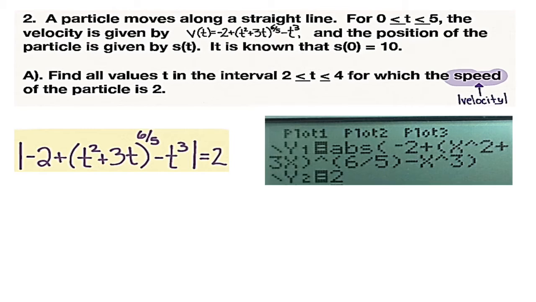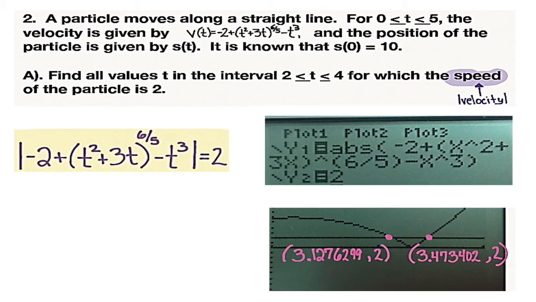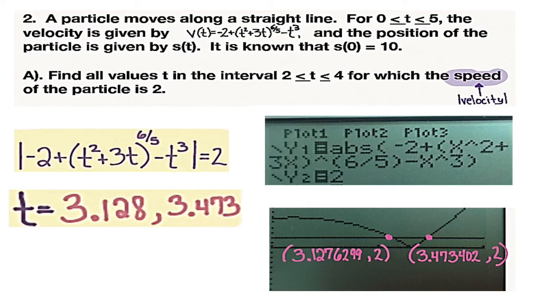If you're on the Inspire, it's going to be where all of your fractions and all of those other fun options are. If you're on the 83/84, if you do catalog, the very first one sitting there is ABS, and that's your absolute value. If I graph it with two separate equations, the intersection of these two is where this is going to happen. So at 3.1276 and at 3.473. So those are our times.